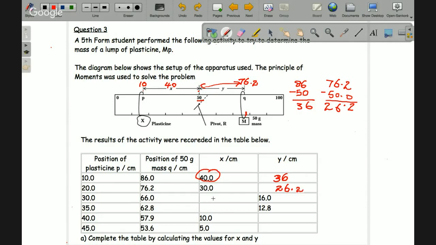I'm going to do one more and then move on. So if the position, include the screen a bit.